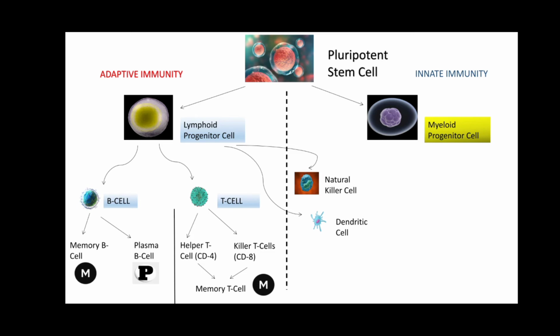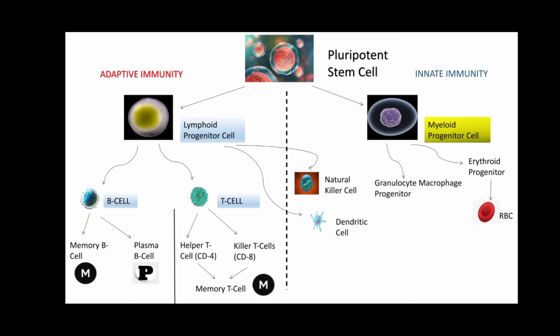Coming to the myeloid progenitor, first let us remove the cell which is not involved in the immunity, that is the erythroid progenitor. The erythroid progenitor can further mature and develop into a RBC, red blood cell, also known as erythrocytes. It can also differentiate and grow into a granulocyte macrophage progenitor. From this, either granulocytes can be produced or macrophages can be produced.